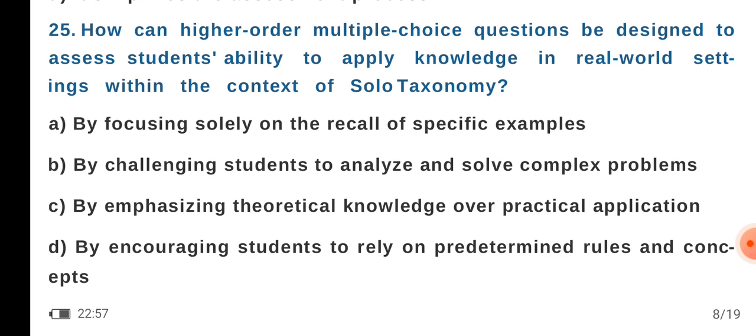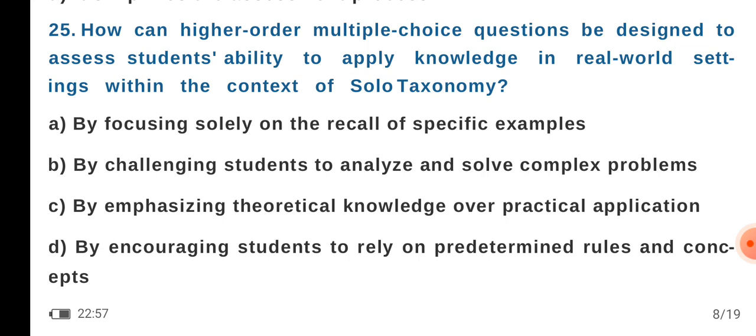Number 25: how can higher order multiple choice questions be designed to assess students' ability to apply knowledge in real-world settings within the context of SOLO taxonomy? Letter A, by focusing solely on the recall of specific examples. Letter B, by challenging students to analyze and solve complex problems. Letter C, by emphasizing theoretical knowledge over practical application. Letter D, by encouraging students to rely on predetermined rules and concepts.